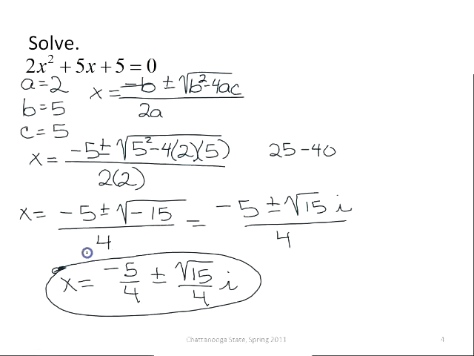So if I were to look at the graph of x squared plus 5x plus 5, I would not have any x-intercepts because my discriminant, b squared minus 4ac, was less than 0. The discriminant was this part under the radical. Since it had a negative value, my graph would not have any x-intercepts.